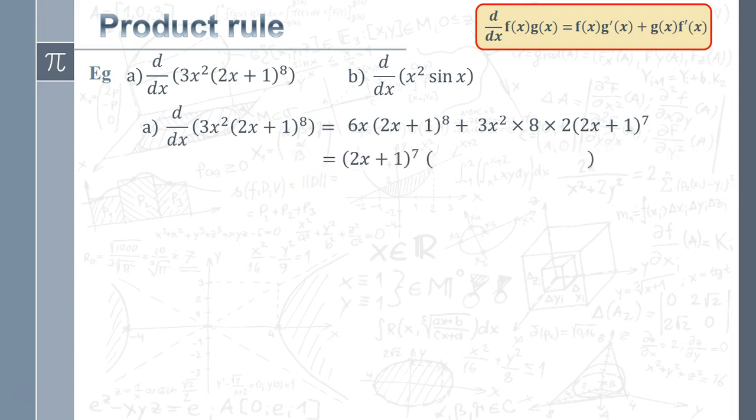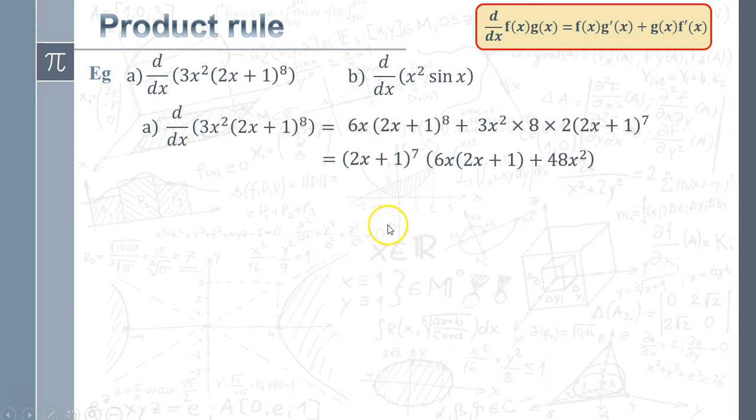And what I've done here is notice, well, if you have a look, you've got two terms. You've got this section here plus this one here, and the common factor is (2x plus 1) to the power 7. So we've got (2x plus 1) to the power 7. From this term here, I've got 6x times (2x plus 1). And from over here, we've just got the 3x squared times 8 times 2, which is the 48x squared.